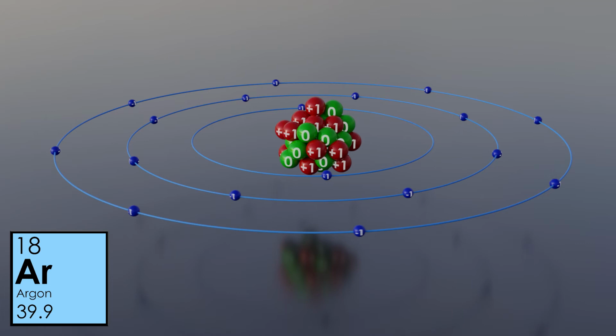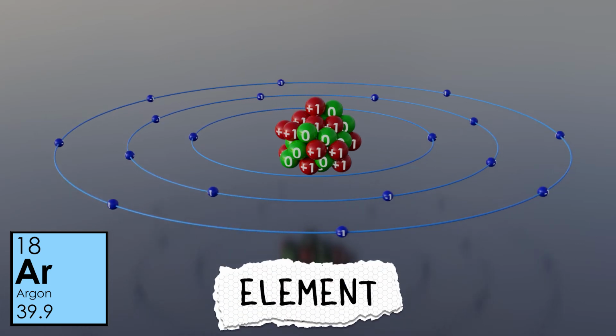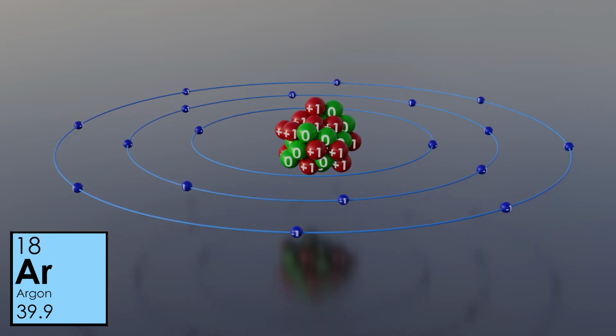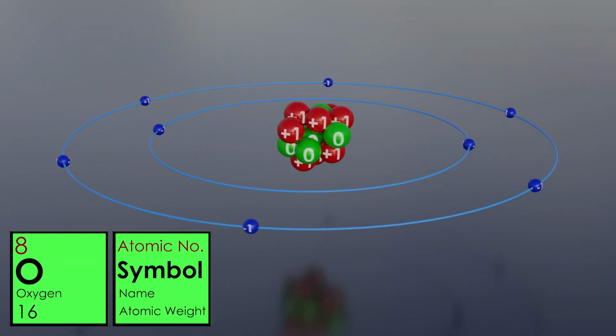The second definition which would need to be learned is an element, which is a substance comprised of one specific atom. You can find elements on the periodic table, and we'll explore that in the next episode. To understand elements, let's use oxygen as an example. It has an atomic number of 8 and an atomic weight of 16. So what does that mean?